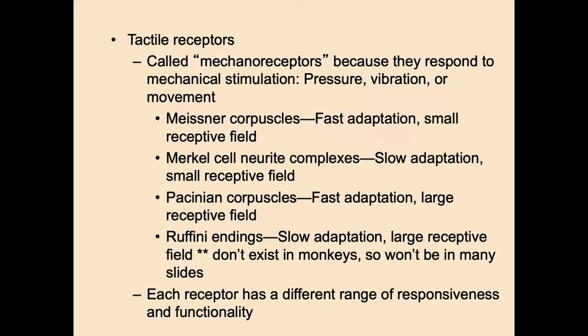So the Meissner corpuscles exhibit fast adaptation and have small receptive fields. The Merkel complexes exhibit slow adaptation, but with small receptive fields. And then the Pacinian corpuscles and the Ruffini endings have fast and slow adaptation respectively, and large receptive fields.